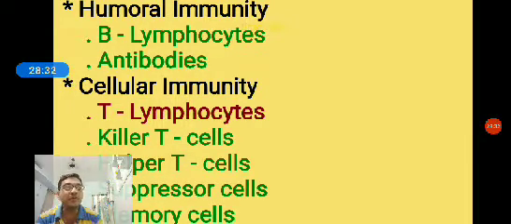Then the third one, suppressor T cells. These cells suppress the immune system after the antigen or microbe is destroyed. If the killer T cells and antibodies of helper T cells both are able to completely fight the antigen, then what happens? The suppressor T cells suppress the immune system, suppress the production and function of the killer and helper T cells. Then the fourth one, memory T cells.